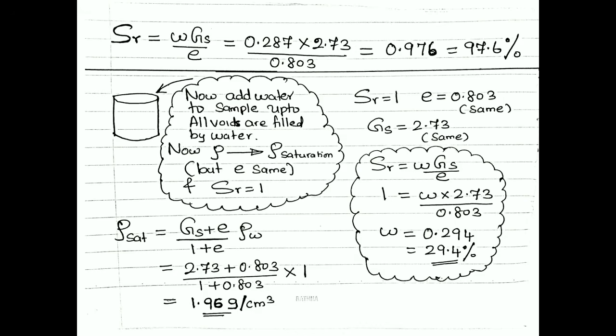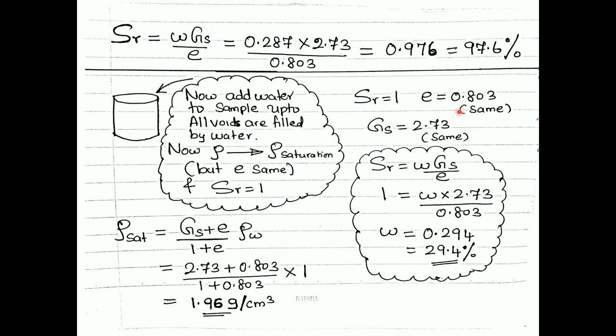Sr is equal to w Gs over e. Substitute the values, get 97.6%, nearly fully saturated soil. Now add water to the sample until all voids are filled by water, fully saturated. Now rho becomes rho saturation, but the void ratio is the same according to the data. Now Sr is equal to 1, that is 100%. Previously it was 97.6%.